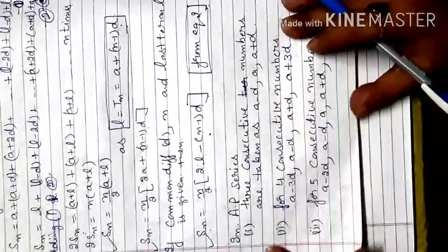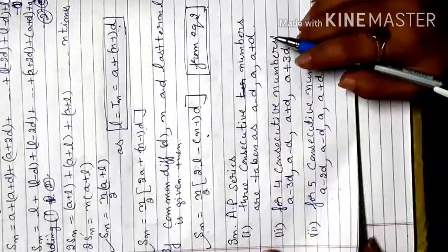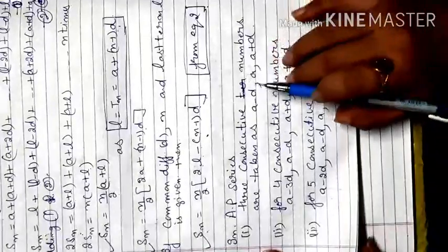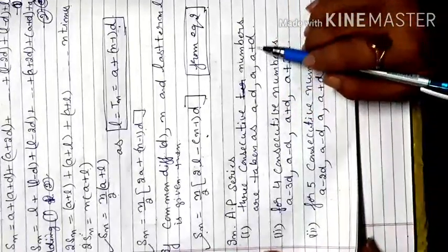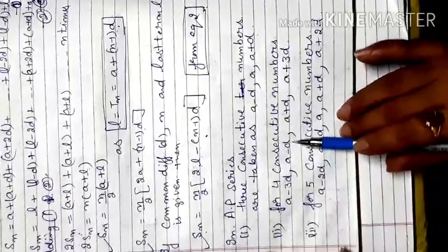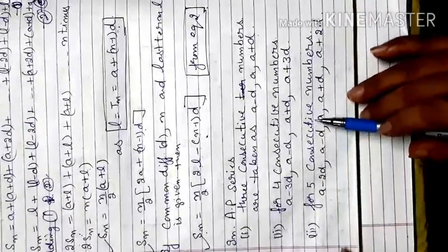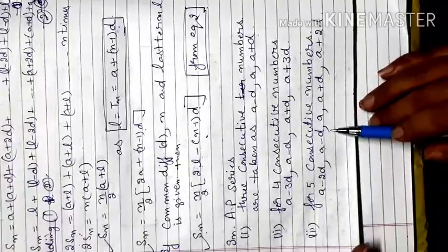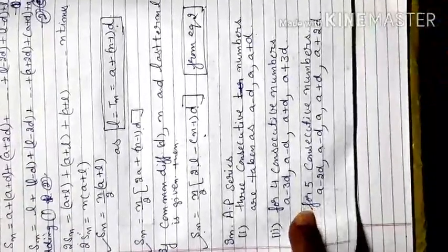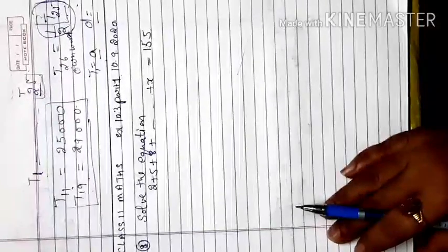Now in an AP series, if there is a condition of 3 consecutive terms, then under that you always consider 3 consecutive terms as a minus d, a, a plus d, and for 4 consecutive terms, a minus 3d, a minus d, a plus d, a plus 3d, and for 5 consecutive terms, a minus 2d, a minus d, a, a plus d, a plus 2d. Now come to our question, the 8th question.